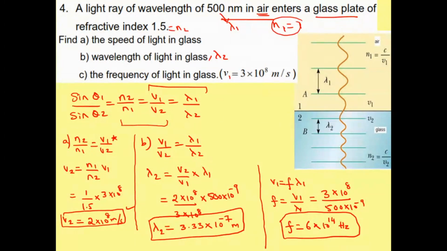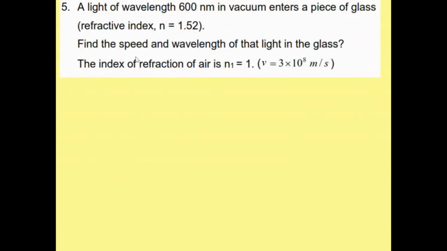So if you go for finding the frequency of the light in glass, we have to always consider the speed of the light in air as well as the wavelength of the light in air. You should not take the speed of the light in the medium or the wavelength of the light in the medium. You have to consider the light speed in the air medium and also the light wavelength in the air medium, only for calculating the frequency. Clear? Okay. Fifth question.